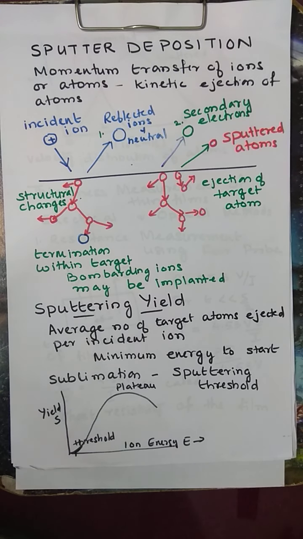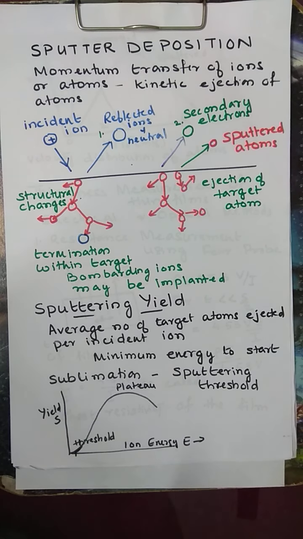We have discussed the resistive method for deposition of thin film. The next method is sputter deposition. In the sputter deposition technique, the concept we are using is momentum transfer. A fast moving ion or atom comes and hits the surface of the material, or the target, which is to be ejected and deposited on the substrate. So we are imparting energy to the incident ion by applying an electric field.